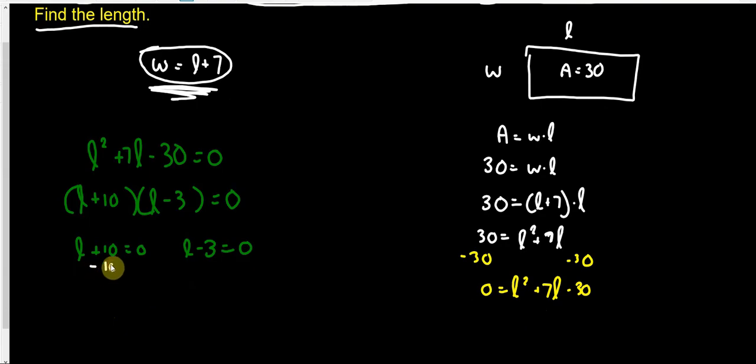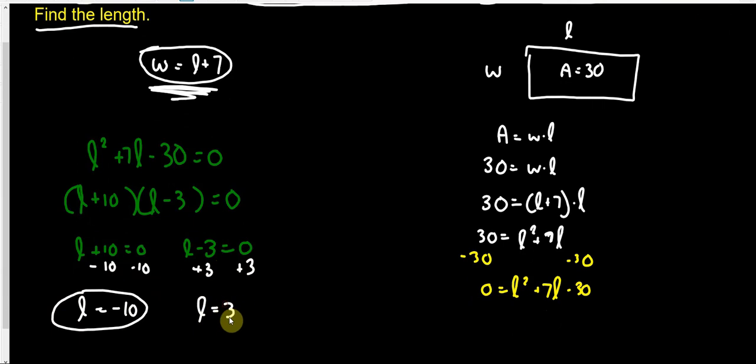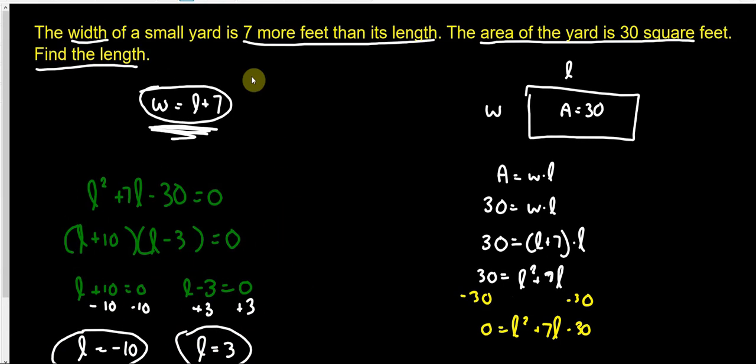So subtract 10 from each side, subtract 10, so the length could be negative 10. Okay, well that doesn't make any sense. Can I have negative 10 feet of length for my fence? I bet this one will give us the solution. So add 3 to both sides, add 3. L is equal to 3, so 3 feet. That makes much more sense. So what is the length? The length is 3 feet.